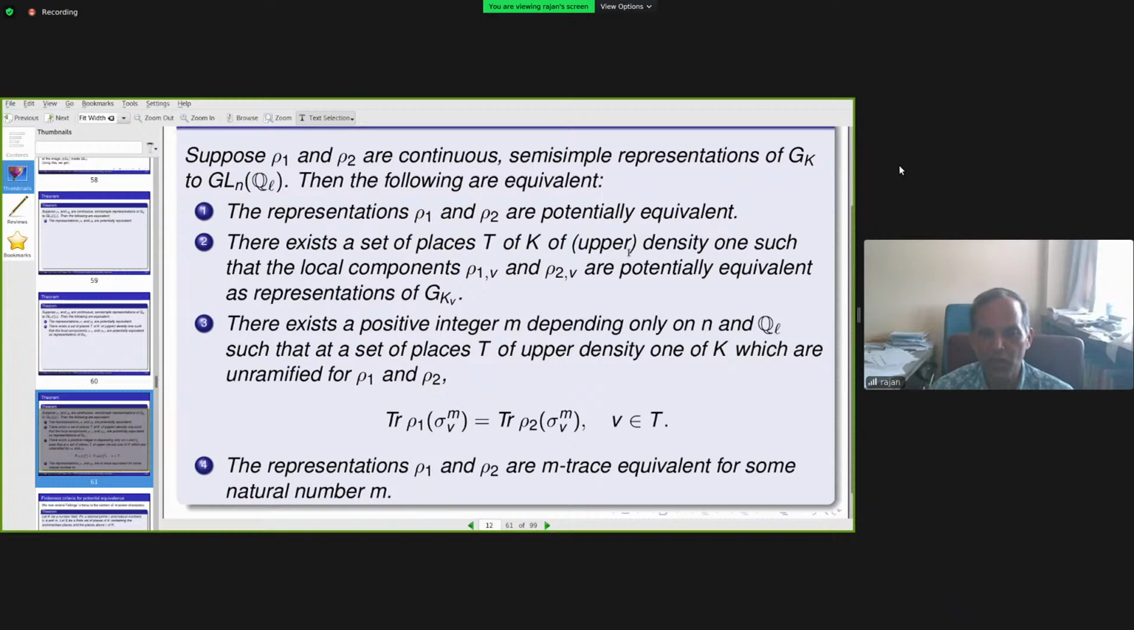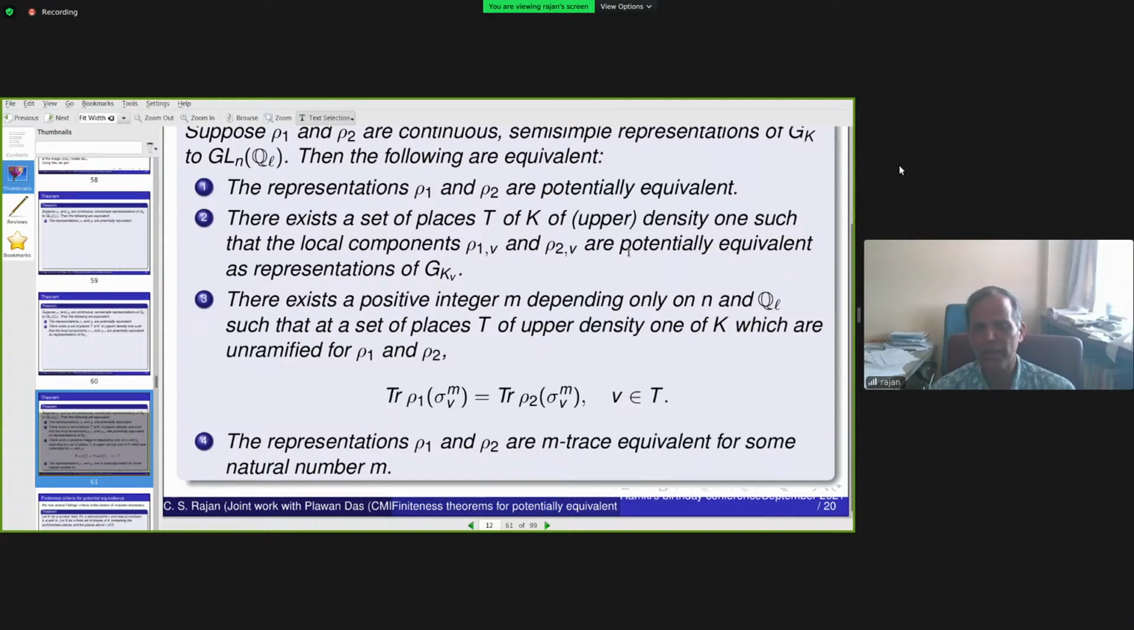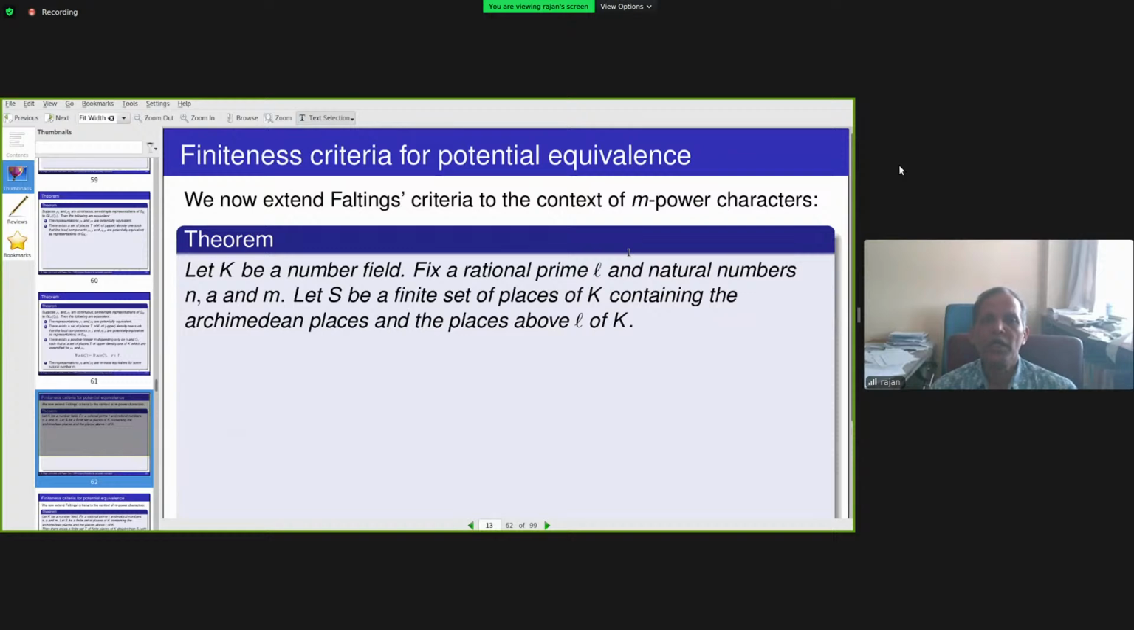So this is what the Chebotarev type theorems will allow you to say. Okay, I can work, instead of Q_L, with any non-Archimedean local field. That's not a problem. Okay, so now we come to extending Faltings criteria to the context of m-power characters. So what is the theorem? That's the thing which we want to say.